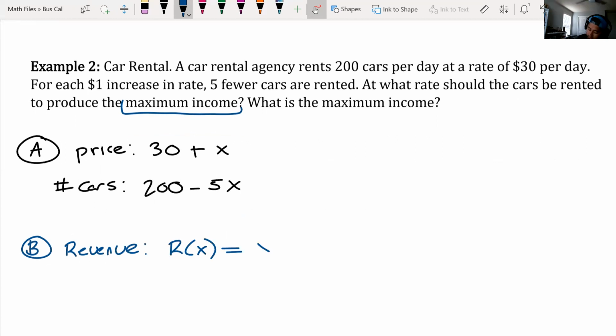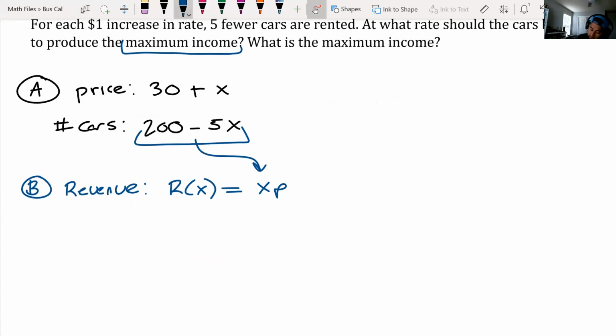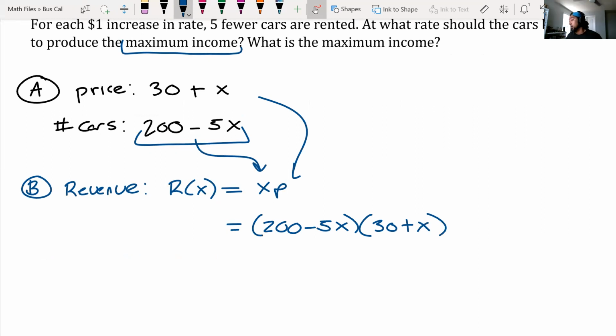R of x equals x times p. Remember, the amount will all go in for x. So we get 200 minus 5x, and then price, of course, goes in for p, 30 plus x. There's our setup. Now let's go ahead and FOIL.